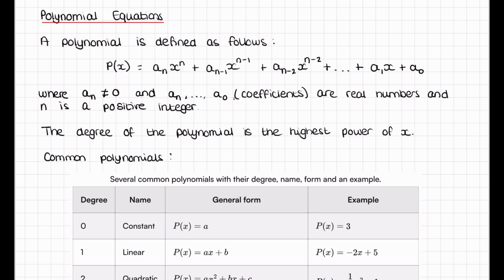All the other a's in there, so a_n all the way down to a_0, are coefficients. They're just real numbers, and n also has to be positive. Now the degree of a polynomial is the highest power of x.